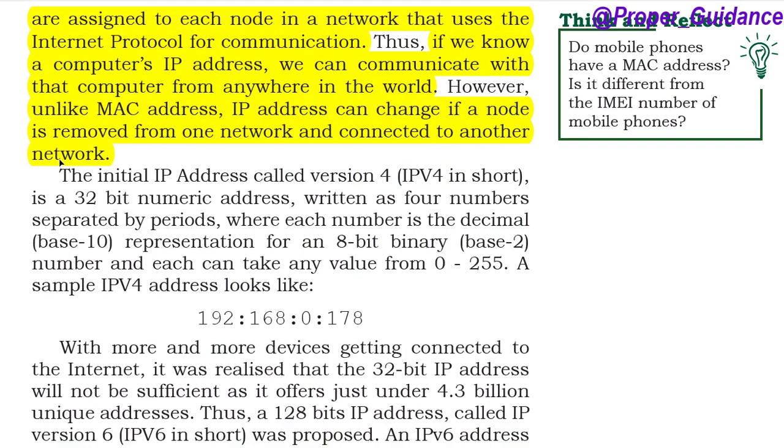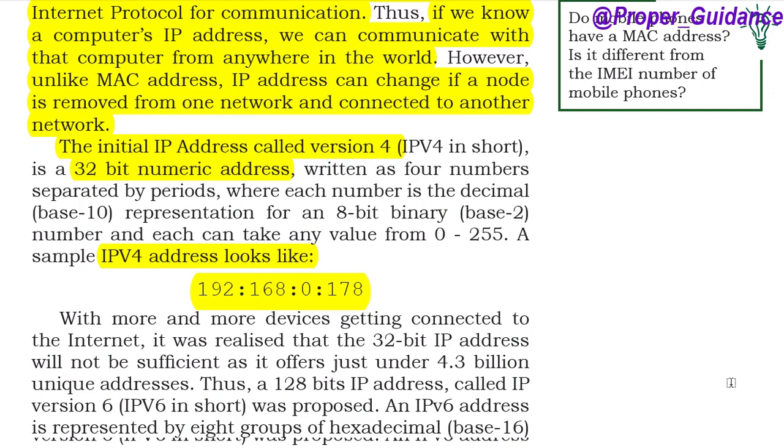The initial IP address, called version 4, IPv4 in short, is a 32-bit numeric address written as 4 numbers separated by periods, where each number is the decimal base 10 representation of an 8-bit binary number. A sample of an IPv4 address looks like the following one. This is an IP address of a computer, in IPv4 format.